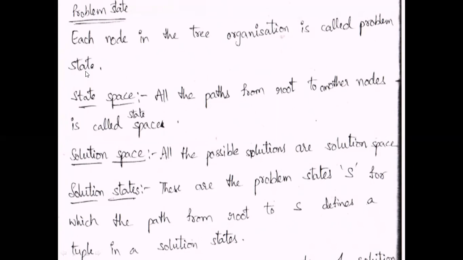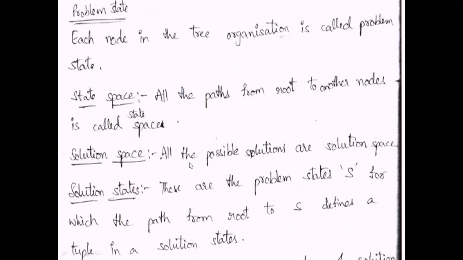These are all definitions, usually asked in 2 marks questions. The first one is problem state: each node in the tree organization is called a problem state. Next one is state space: all the paths from root node to another node are called the state space.